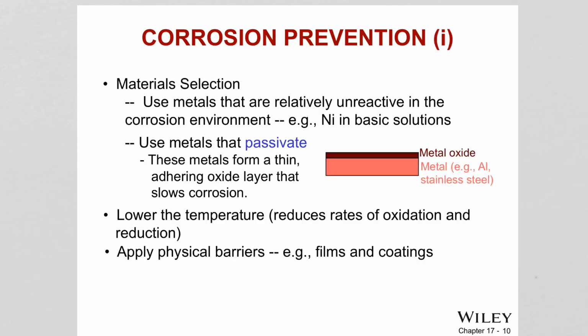So what can we do to prevent corrosion? The first thing you can do is use metals that are relatively unreactive in the corrosion environment. Another thing you can do is use metals that passivate, meaning they form a protective oxide layer on top of them, like aluminum forms aluminum oxide, or stainless steel forms chromium oxide.